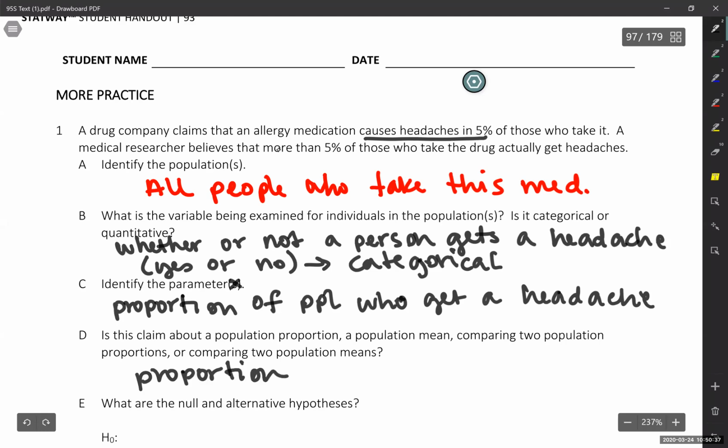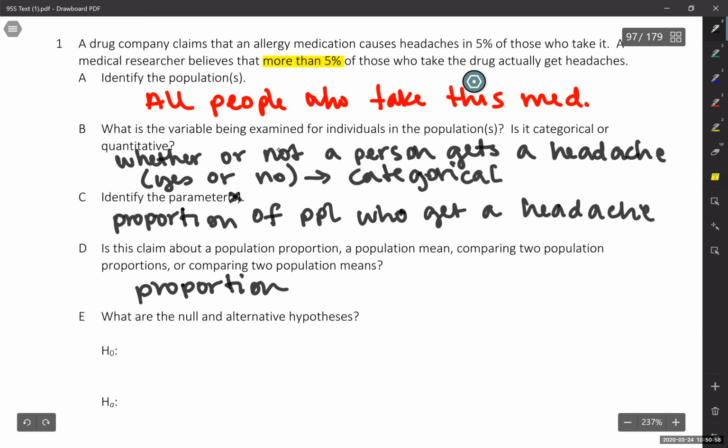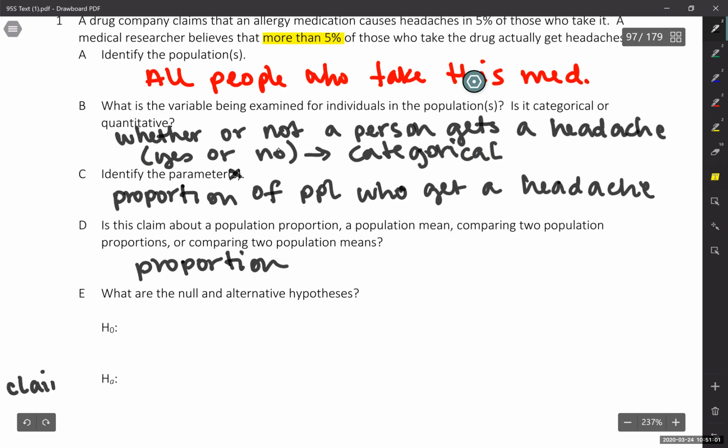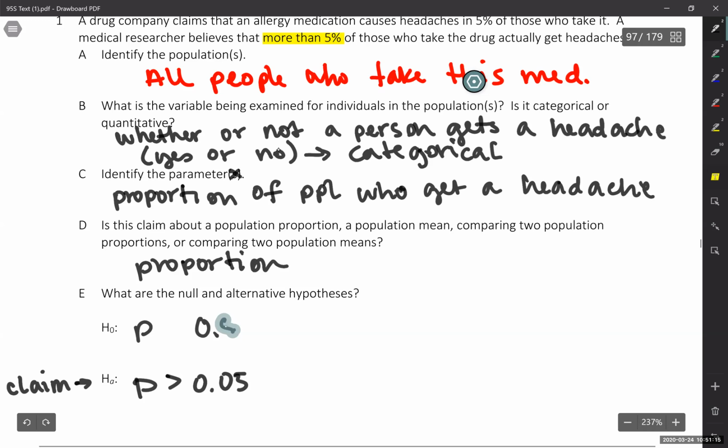So going to the null and alternative hypothesis, the main number in this problem is the 5%. The claim is more than 5%, not 50, that's 5. The claim is that more than 5% get the headaches. So that will be my alternative. The claim is the alternative. So my claim is that it is more than 0.05, which makes my null just like that claim, with the exception of the symbol. So the null is always an equal sign.